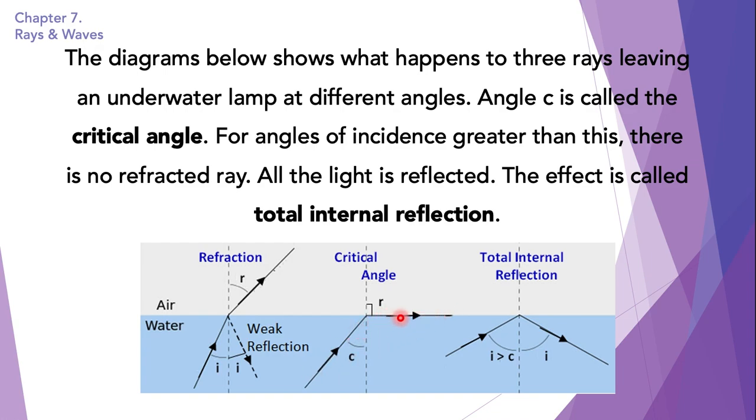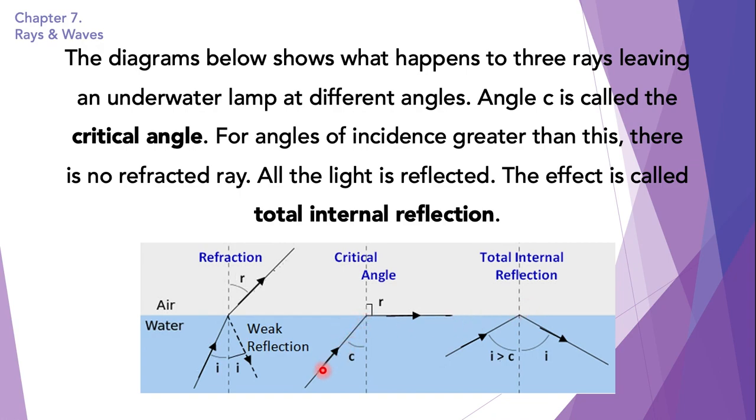For any angles of incidence greater than this, there is no refracted ray. All the light gets reflected. And so this effect is called total internal reflection. Like here, this angle is greater than the critical angle, which is this one. So there is no refracted ray, only reflected rays. This is called total internal reflection.